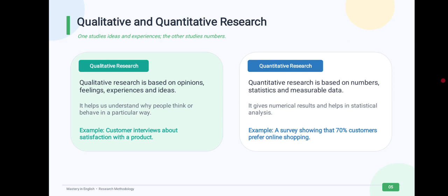Basically, in case of quantitative research, we talk about the numbers, but in case of qualitative research, we talk about the opinions, experiences, we talk about the behavior of the customers. So basically, qualitative research explains the behavior, and quantitative research measures the data. In case of qualitative research, we use the interview method, but in case of quantitative research, we use survey and statistics.